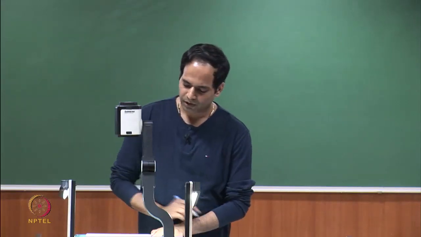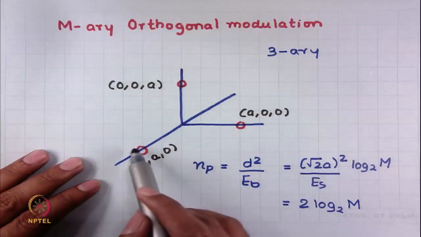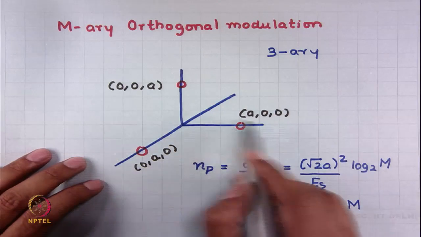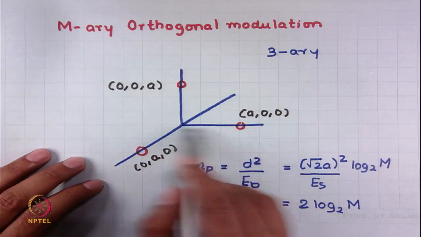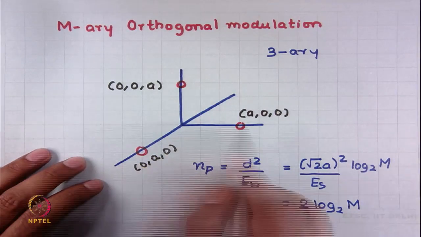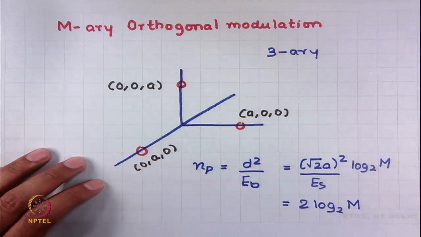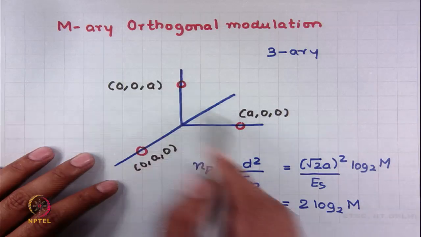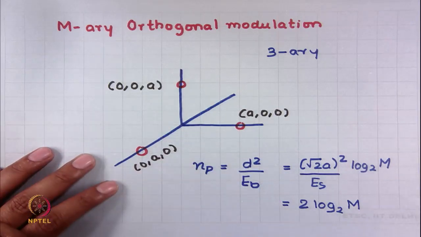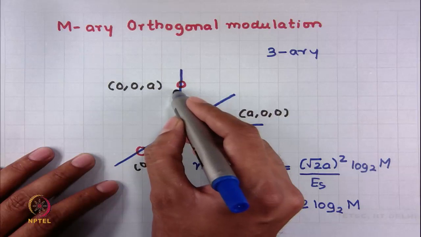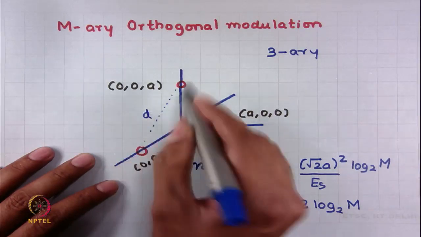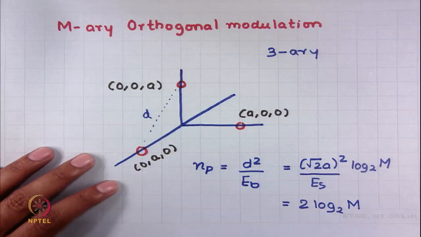What we notice here is we have 3 symbols, and these 3 symbols have equal energy, right. So, they are at the same distance from the origin, so they will have the same energy. And secondly, we also notice that these symbols are at the same distance from each other. Let us say the distance between the symbols is d, then every symbol is at a distance of d from each other.